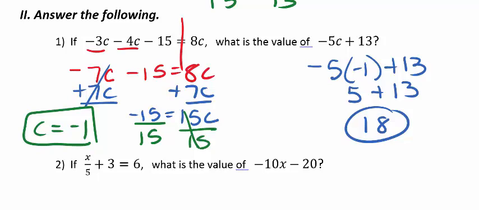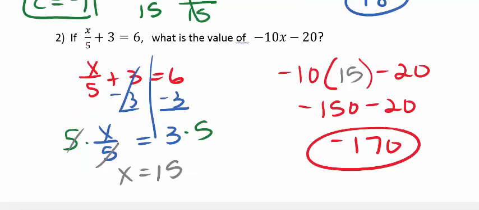Go ahead and pause the video now and try number 2 on your own, and then come back and check your answer. Now in number 2, when we solve for x, we're going to first subtract both sides by 3, and then multiply both sides by 5, and we'll get x is equal to 15. And then when we substitute here the value of 15 into the expression, negative 10 times 15 is negative 150, minus 20 is negative 170.